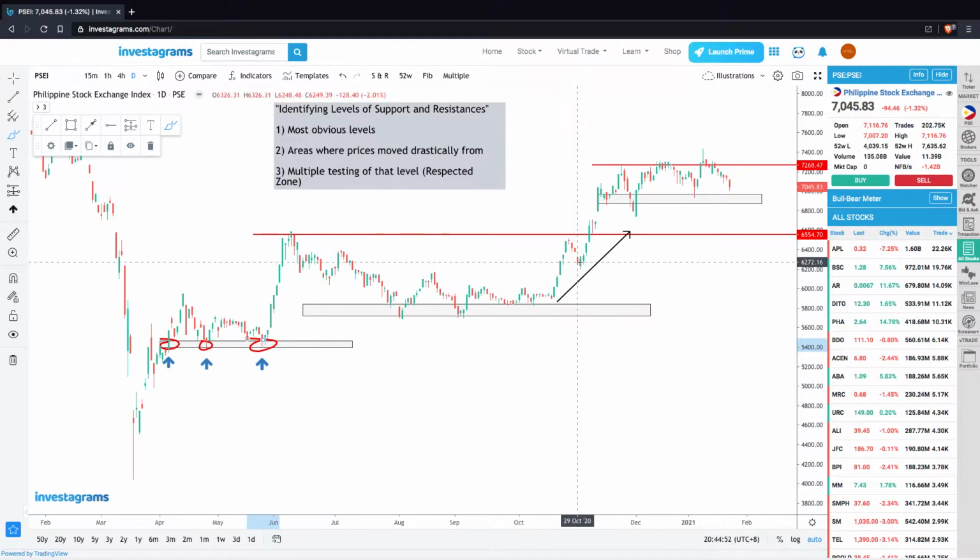The same goes for resistances, where areas have been failing to break above, like this one, and this one. That's why we mark that as an area of resistance, and we see prices bounce down from those areas. So when I say support area right here, you see the price holding up, and then we end up having, finally, the price bounce above that abruptly.